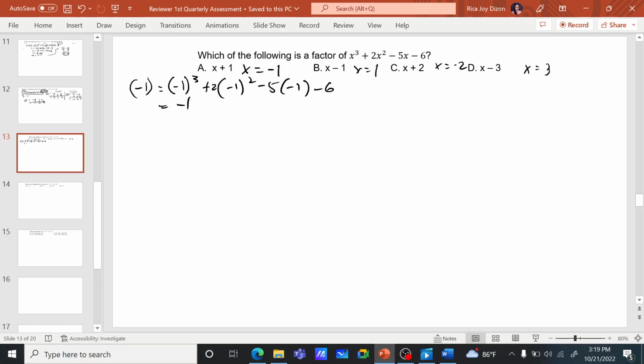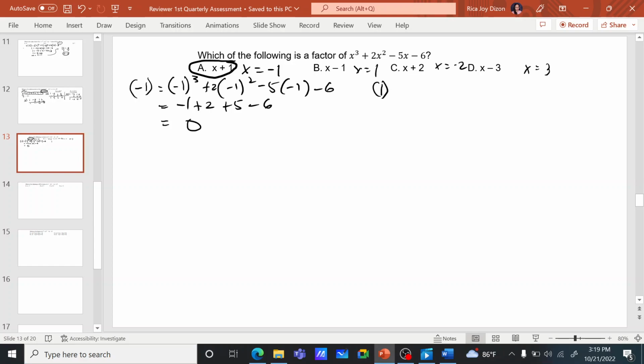Negative 1 cubed is negative 1. Negative 1 squared is 1 times 2 is 2. Negative 5 times negative 1 is 5 minus 6. Negative 1 plus 2 is 1. 1 plus 5 is 6. 6 minus 6 is 0. So A is a factor. Now let's try if the others are also factors. Maybe there's more than one answer.